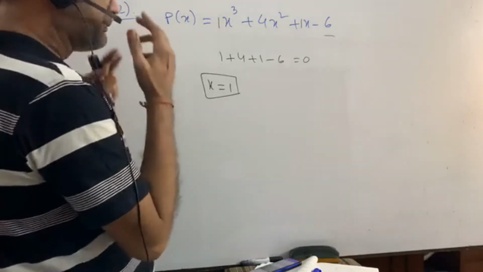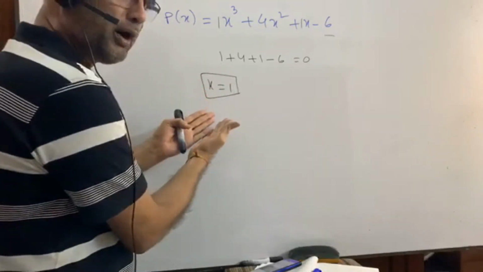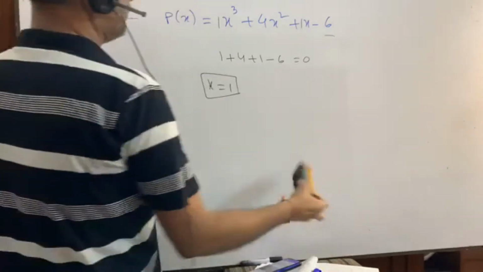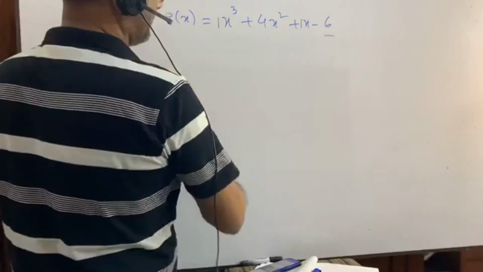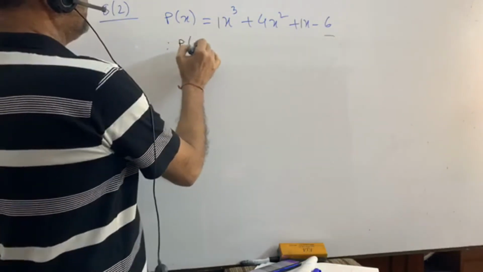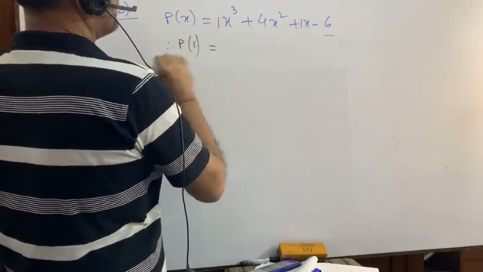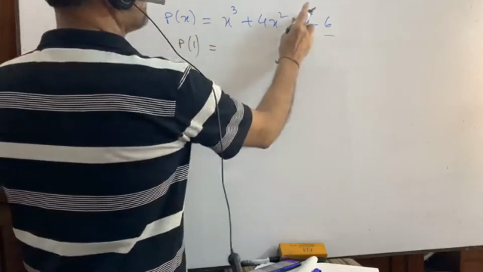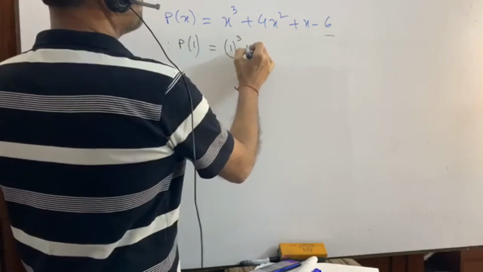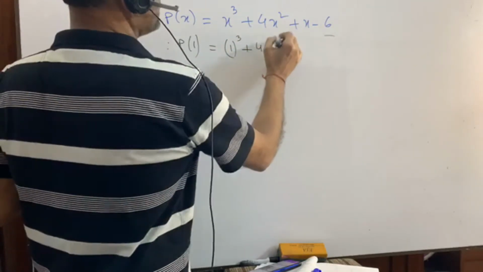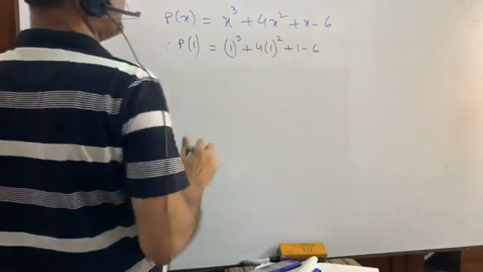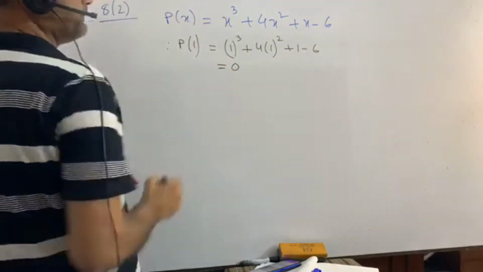What is the value of x? Here the value of x is 1. You can get it very easily. Now we can write it here. Therefore, P of 1 is equal to what? Now it is not given, suppose. Then it is 1 cube plus 4 into 1 square plus 1 minus 6, right? Is equal to what? Equal to 0.